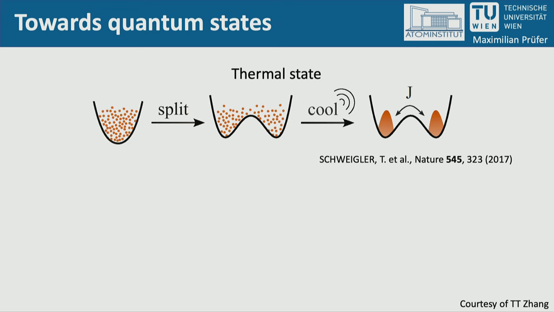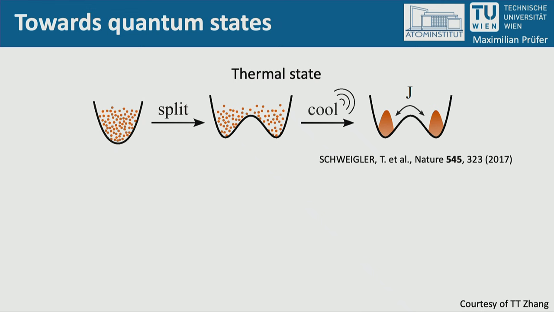How it was done historically, or is still done, and this is a very efficient way, is you prepare a thermal gas in a single well, and then you split this thermal gas into a double well system. We can do this with a high level of control. And then you cool down by evaporative cooling. You blow away the hottest atoms and you cool down in the Bose-Einstein condensate state. Then you get a thermal state in this double well, where the temperature of the relative degree of freedom is governed by the temperature of the density degree of freedom, the sum degree of freedom.